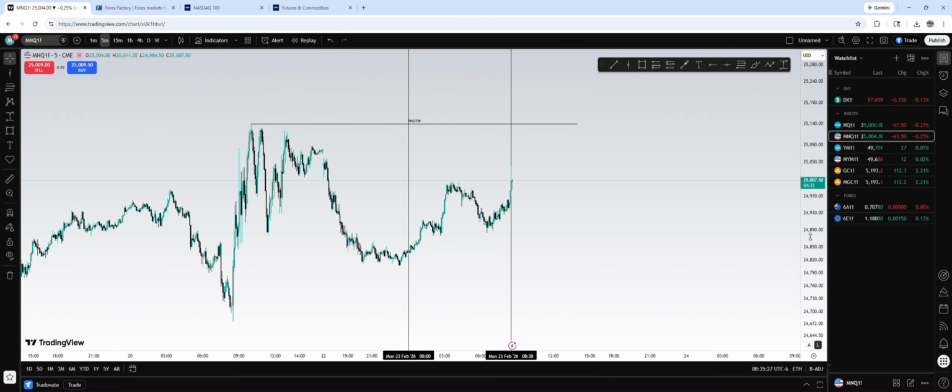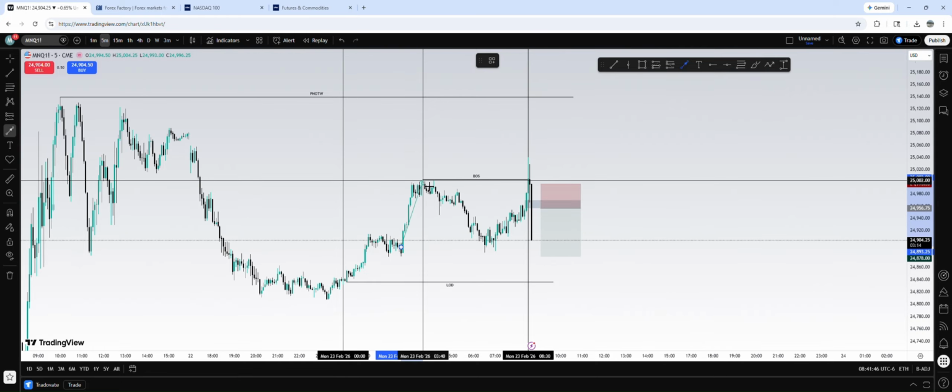Okay, so I'm trying to get better at explaining things before they happen rather than just in the moment when they happen. So let me break down what I'm looking for on NASDAQ currently. It's 8:41 right now. We know that we had this high of the day that was created with this 8:40 candle.